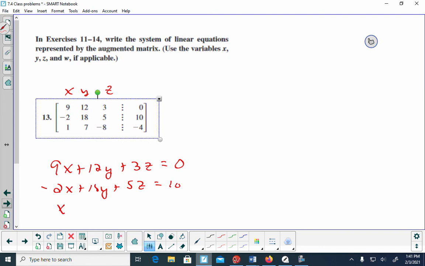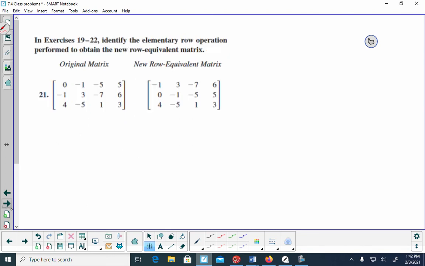And finally, x, and you can write 1x if you want, but I'm just going to write x, plus 7y minus 8z is equal to -4. And there is a system of equations represented by the augmented matrix.